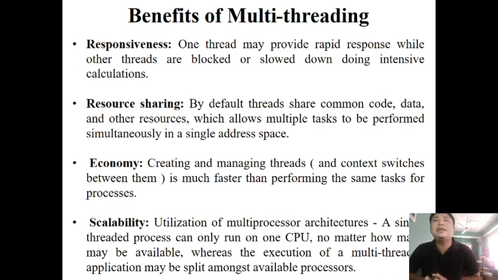Next is scalability. Scalability means the throughput, the maximum amount of work that you can do within a given time frame. In case of a uniprocessor system or single-threaded process, you can execute one code at a time. However, in case of multi-threaded programming, you can execute three codes at the same time.